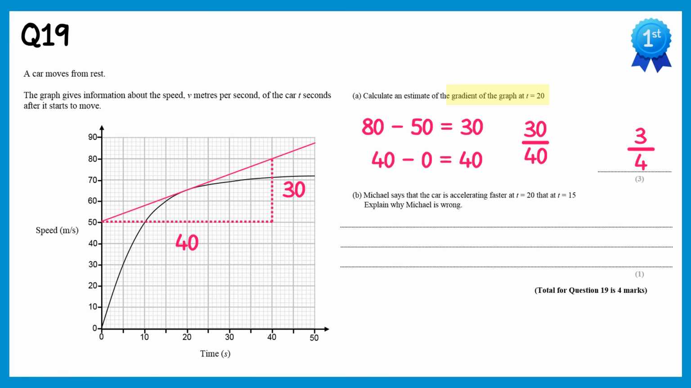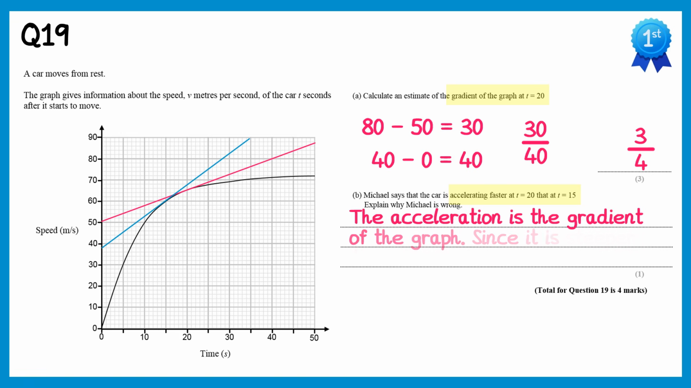In this last part, we need to explain why Michael is wrong. We're looking at the acceleration at t equals 20 and t equals 15. We've already drawn a tangent for t equals 20, so let's draw one for t equals 15 as well. The acceleration is represented on the graph by the gradient. Since the tangent is steeper at t equals 15, we know the gradient is higher, which also means the acceleration is higher. So the acceleration is the gradient of the graph. Since it's steeper at t equals 15, it's accelerating faster.